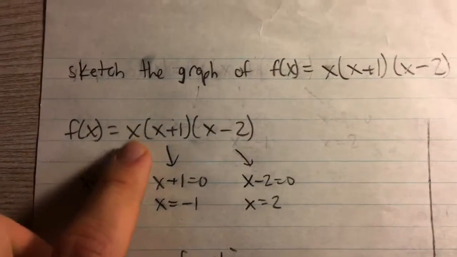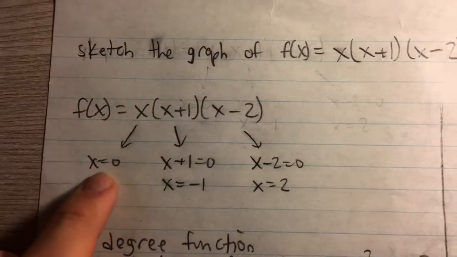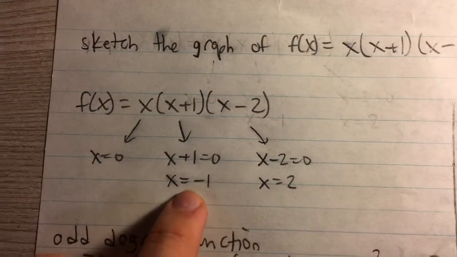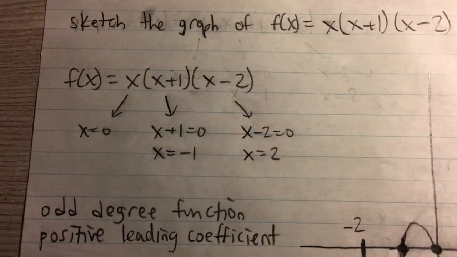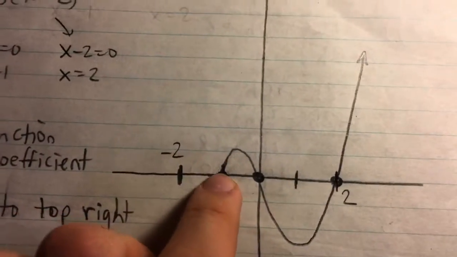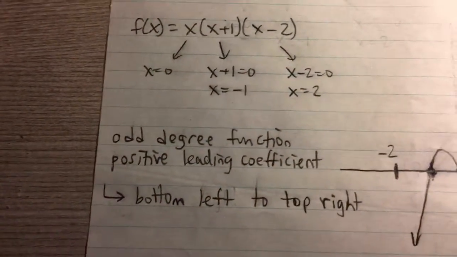And so you see we have three terms, which we can all set to 0 to find the roots, which means x = 0, x = -1, and x = 2. So we can plot those on our graph. At -1, 0, and 2, it intersects the x-axis.